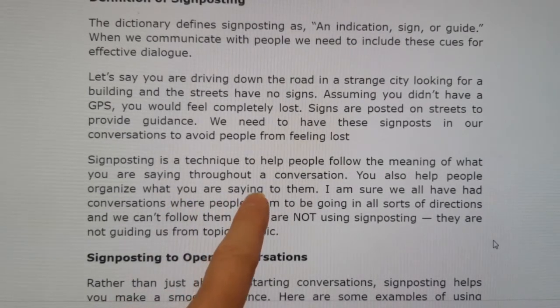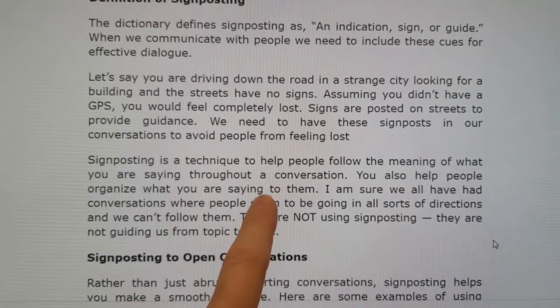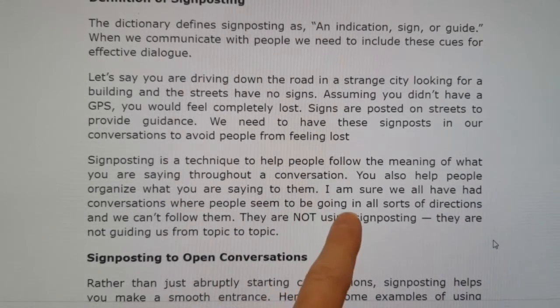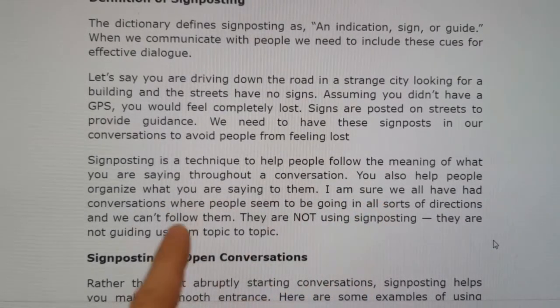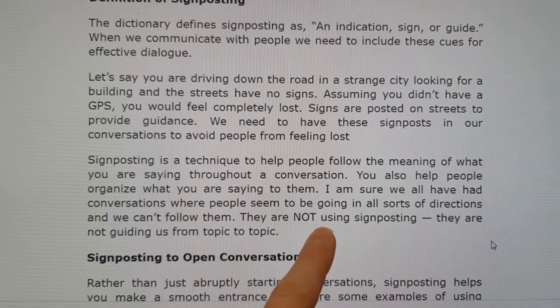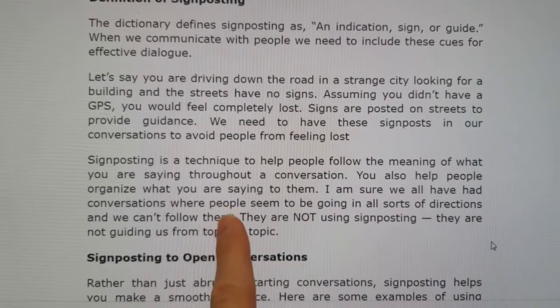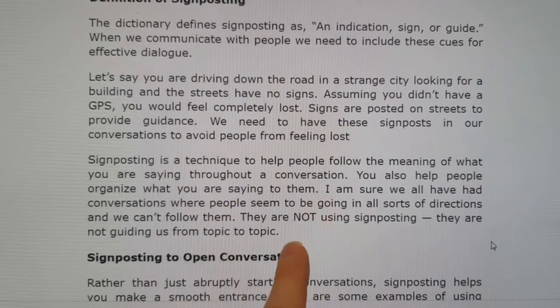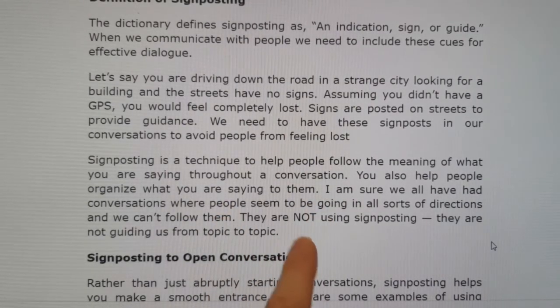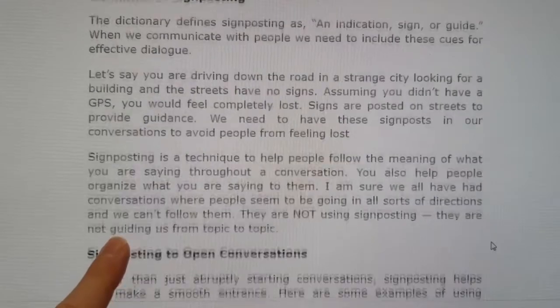So they're listening to you, and they basically know what you said, what you're saying now, and then what you are going to say. We've all had conversations where people seem to be going in all sorts of directions and we can't follow them. It happens to many people. It happens to me many times. They are not using signposting. They are not guiding us from topic to topic.